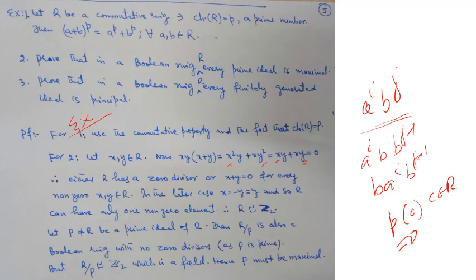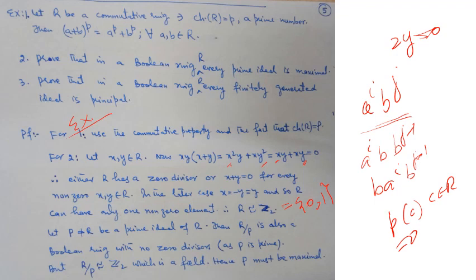In the latter case, that is if x + y equal to 0, we get x equal to -y. But -y equal to y. Why? Because 2y equal to 0, and 2y equal to 0 means y equal to -y. So we get x equal to y. So R can have only one non-zero element because x equal to y. And if R has only one non-zero element, then R will be isomorphic to Z2, which is 0 and 1.